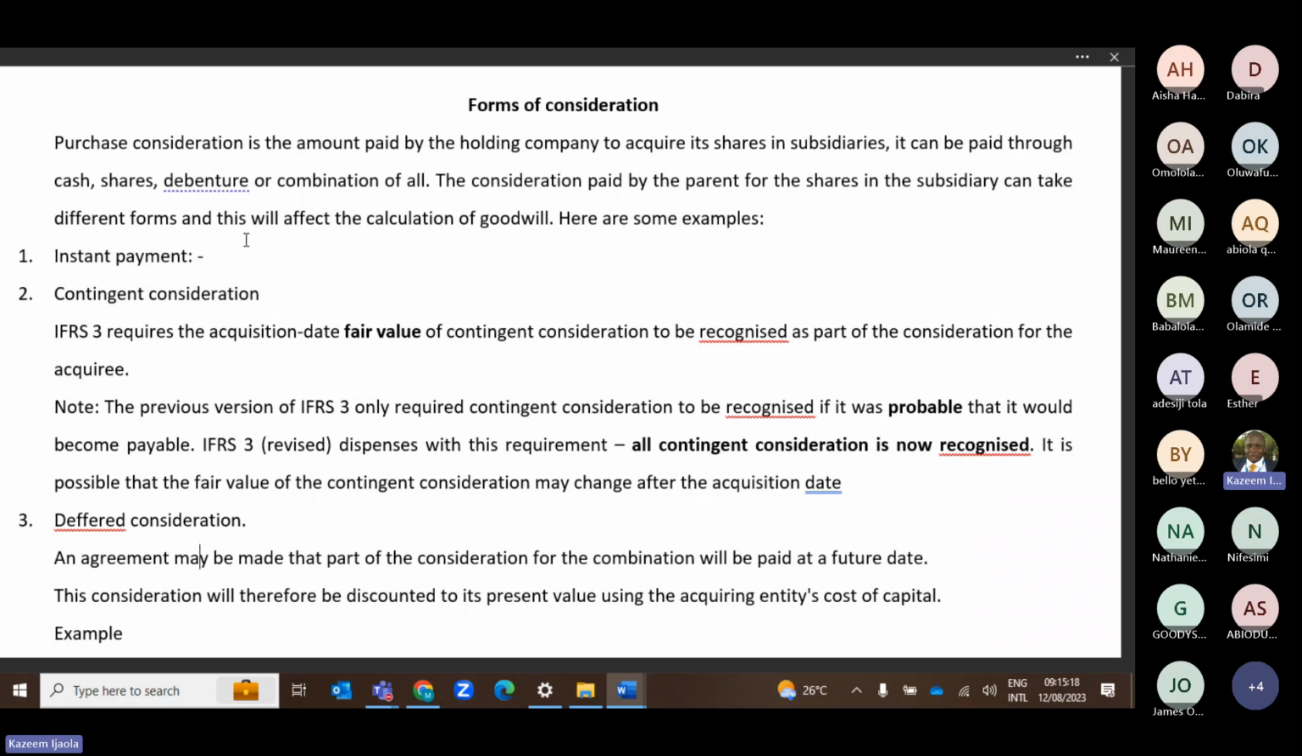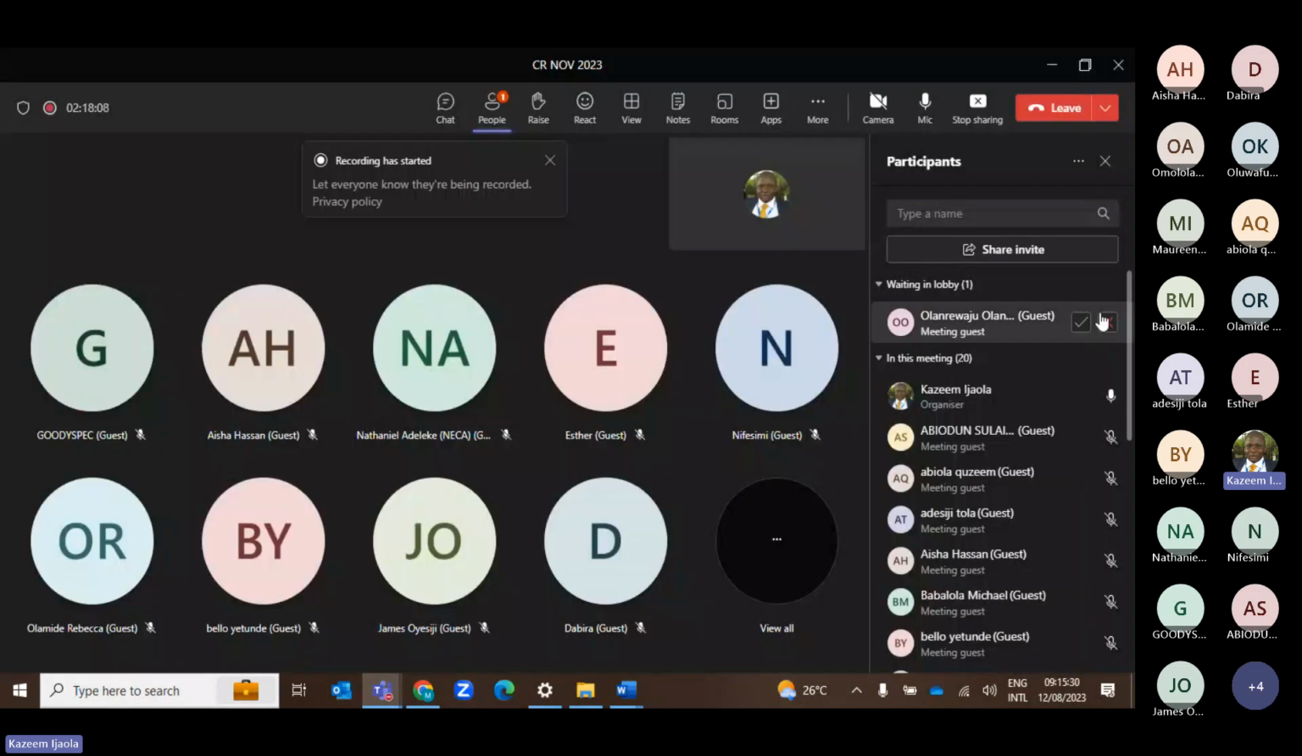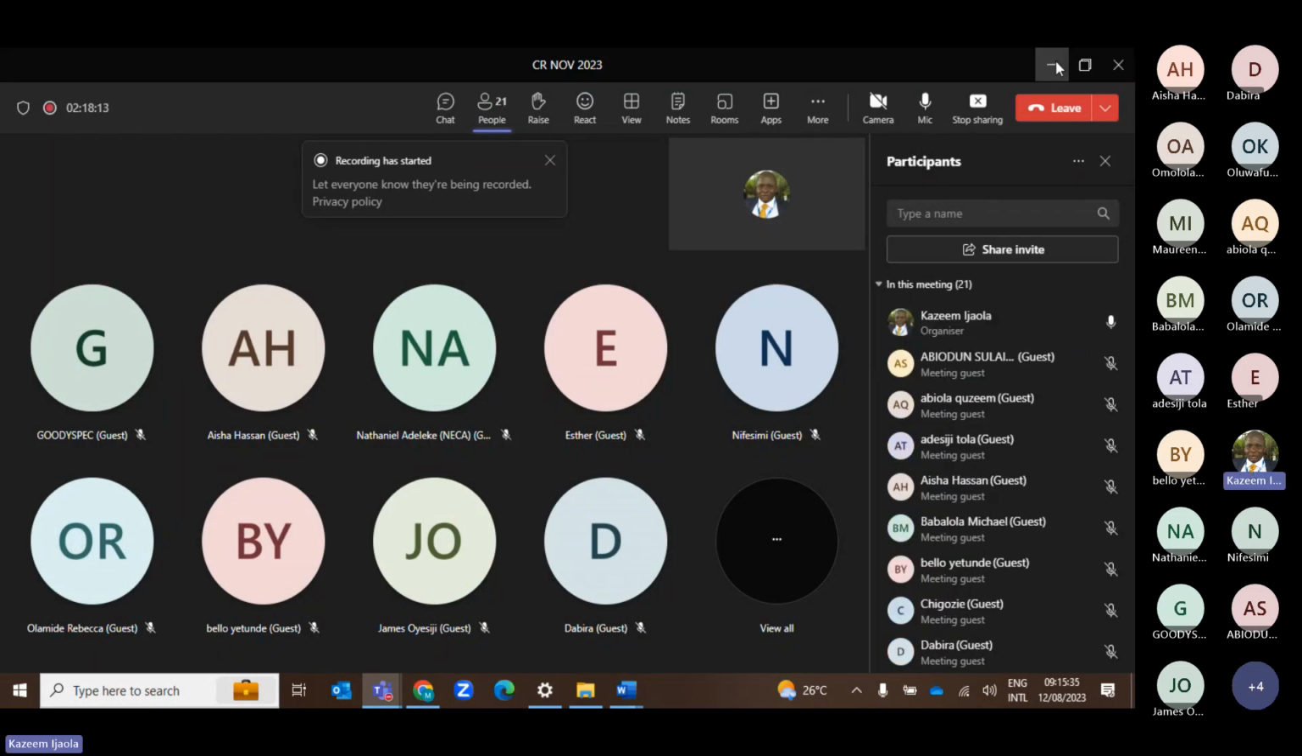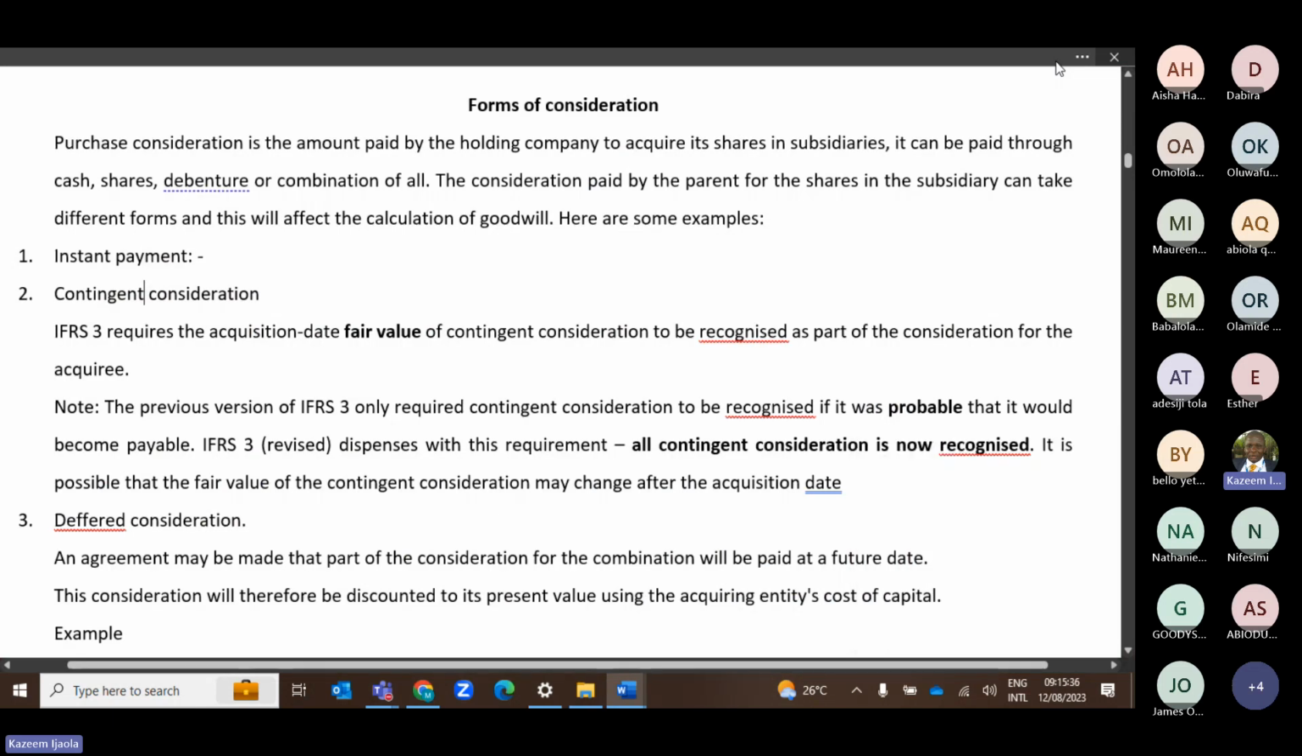Everything I'm saying here, we're going to solve questions so you understand. I'm just trying to explain. When we are solving the case studies, you understand better in the classroom. So instant payment is when you are making an instant payment for the acquisition of the subsidiary. That's what is referred to as instant payment.